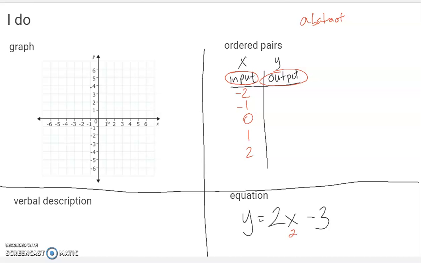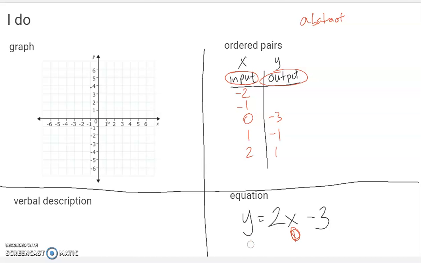So if x equals 2, 2 times 2 is 4. Remember, I multiply before I subtract. 2 times 2 is 4. Minus 3 would make y equal 1. So 2, 1. Sometimes I erase these, sometimes I don't. Sometimes I just keep going. All right, let's do 1. If I input 1 for x, 2 times 1 is 2. Minus 3 is negative 1. 2 minus 3 is negative 1. Input 0. 2 times 0 is 0. Minus 3 outputs negative 3.